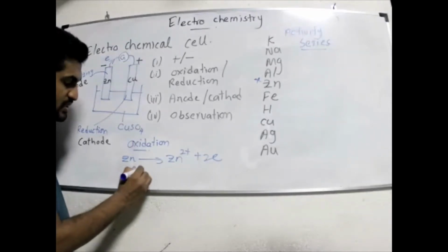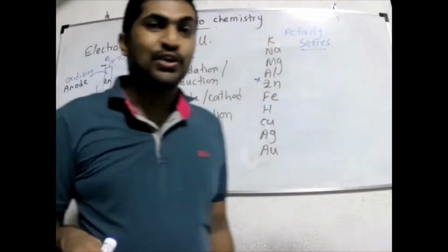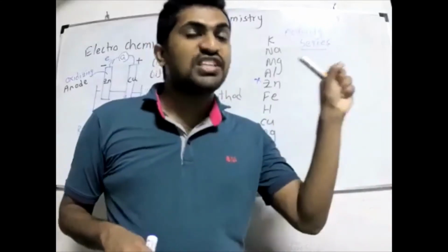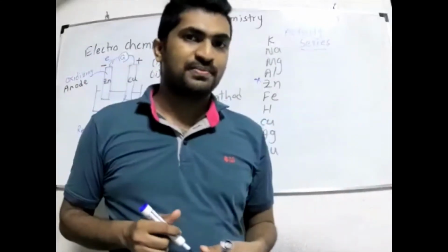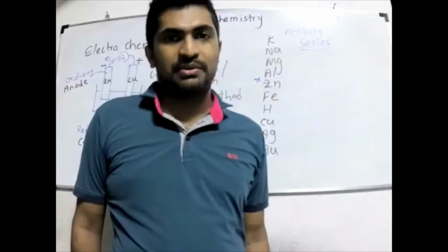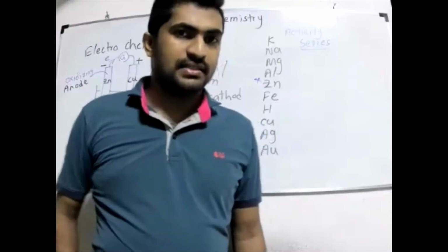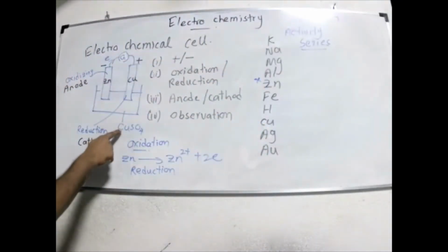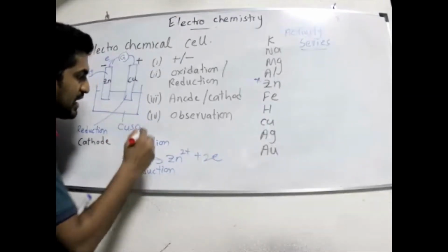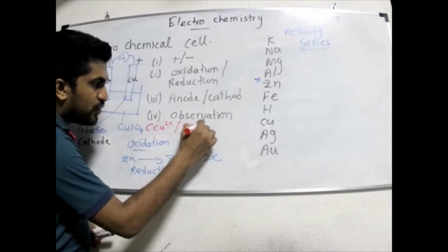Then reduction means gaining of electrons. Who's gaining? I told you, the one which is seeking electrons. That means having a scarcity of electrons. That we call what? Cation. What is that? Cation. Cation means plus ion. What is the plus ion in the solution? Copper sulfate, if I write that, I can write it as copper 2 plus, and sulfate means SO4 2 minus.